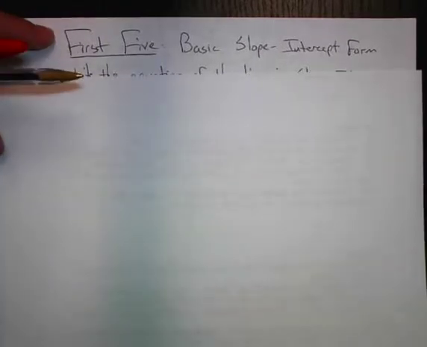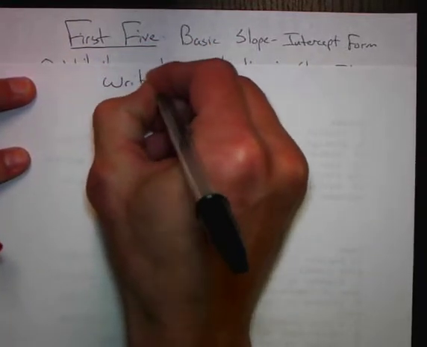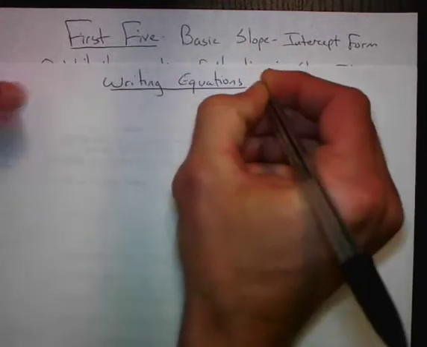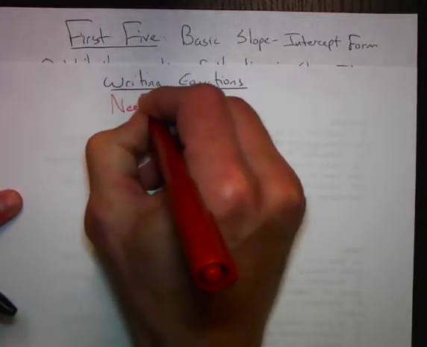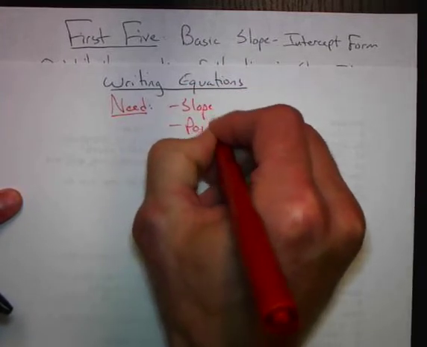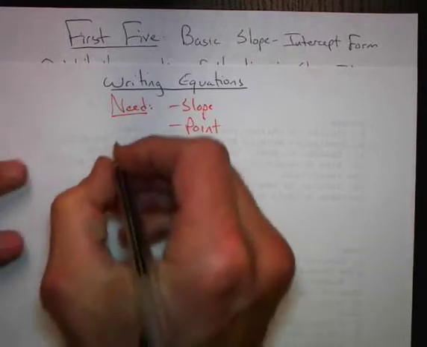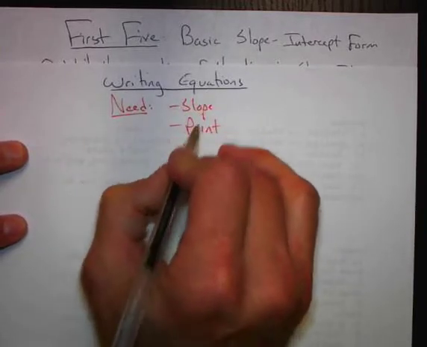So before we begin, let's talk about the basic notes for writing equations. When we are writing linear equations, we will need two pieces of information. We need a slope and we need a point. Any point will do. But when it comes to slope-intercept form, a particular point is more helpful than others, and that particular point is the y-intercept. But in general, when we're writing equations, we need a slope and a point.